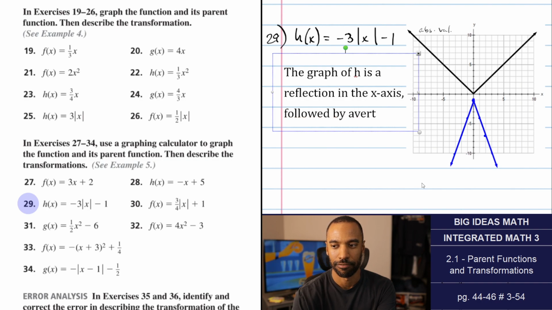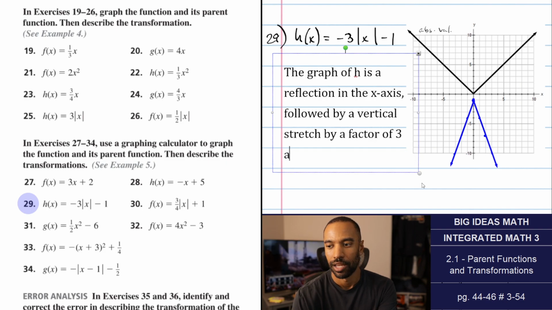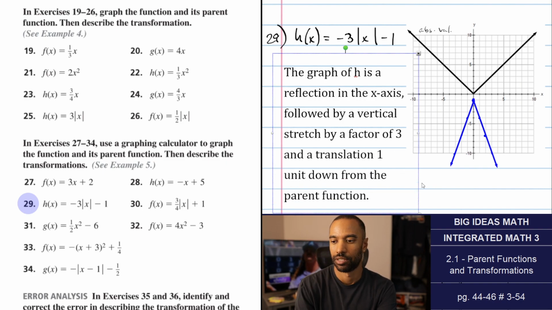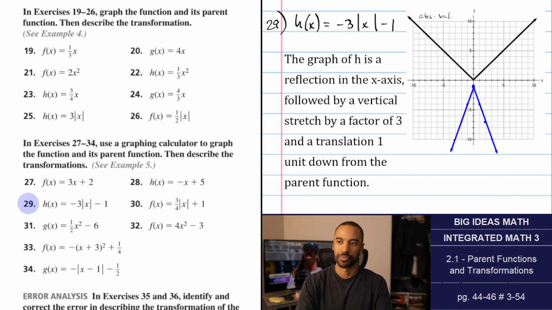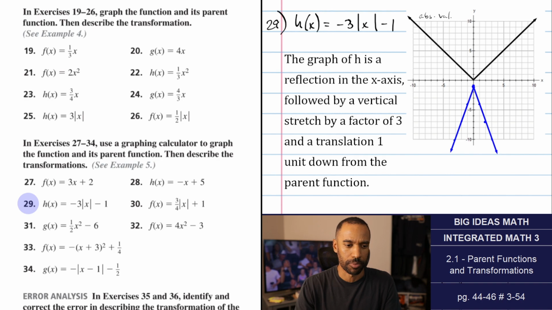followed by a vertical stretch by a factor of 3. I don't believe the book ever talks about the factor. And a translation 1 unit down. All right, there it is. Most in-depth description, I do declare. Number 30.